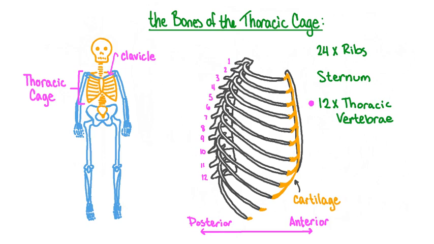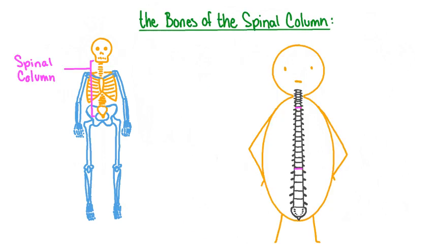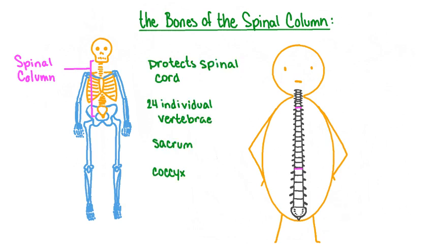Now that we've reviewed the anatomy of the thoracic cage, let's move on to review the anatomy of the spinal column. The spinal column, also called the vertebral column, stretches from the base of the skull to beneath the pelvis. The spinal column supports and protects the delicate spinal cord, which is responsible for relaying messages to and from the brain.